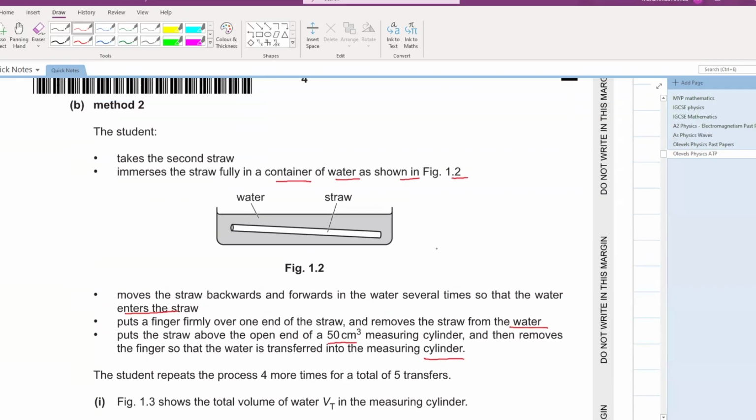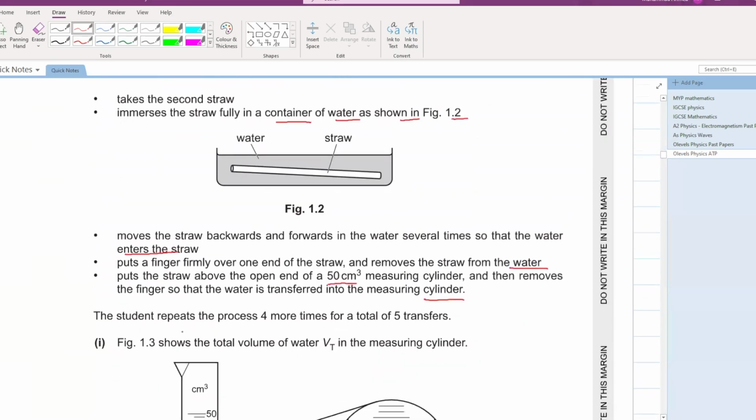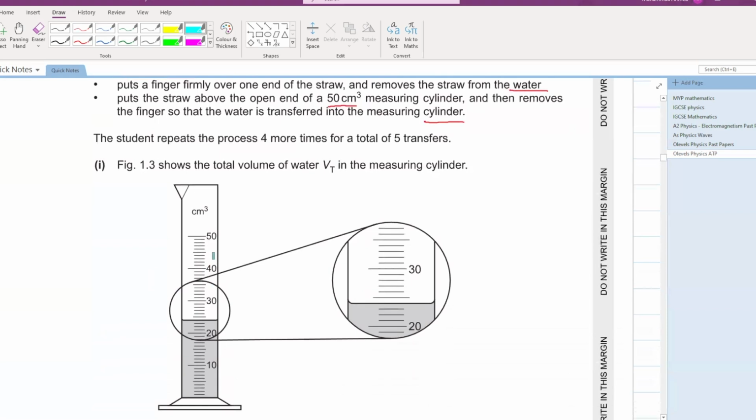So basically, what is the student doing? The student is filling the straw with water and then he is taking this straw to the measuring cylinder and emptying the volume here. The student is filling the whole straw with water first. Then he is taking this straw to the measuring cylinder and emptying the water in the measuring cylinder. Perfect. The student repeats the process 4 more times for a total of 5 transfers.